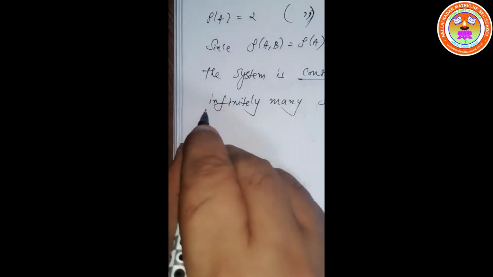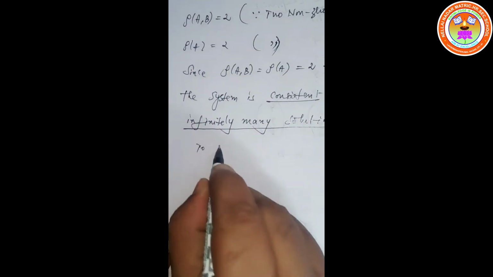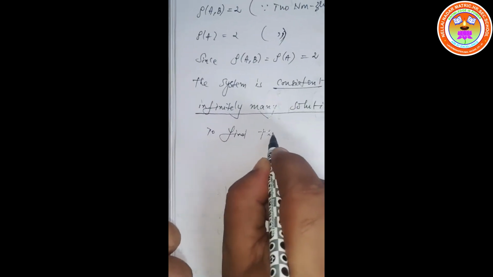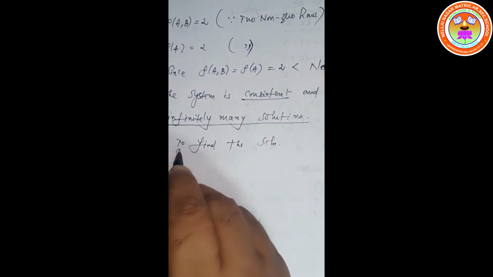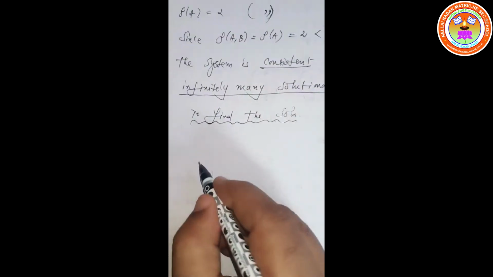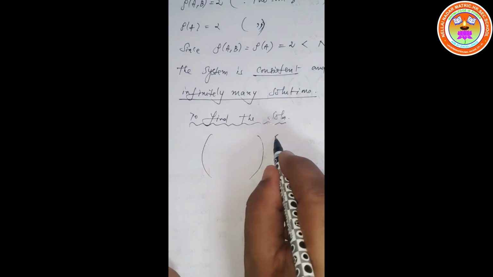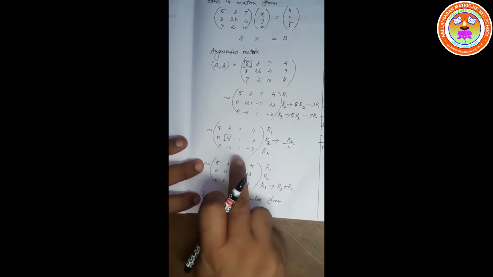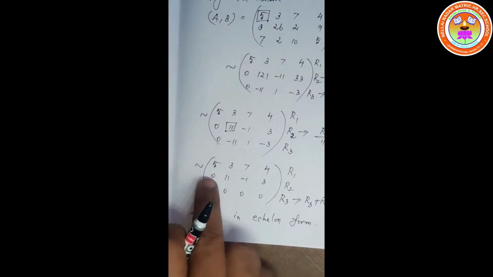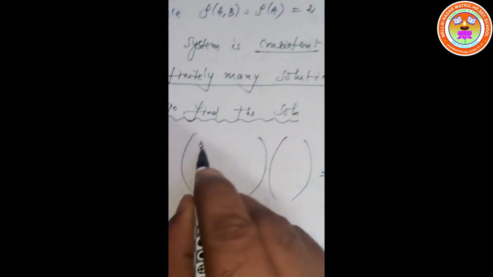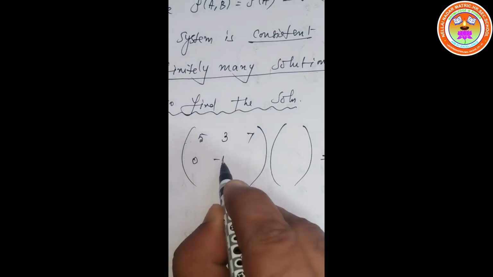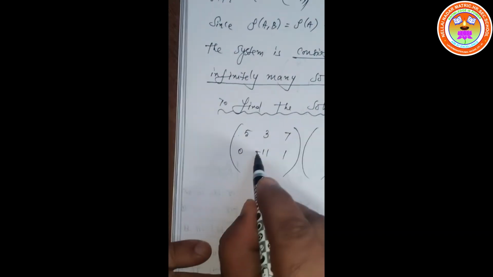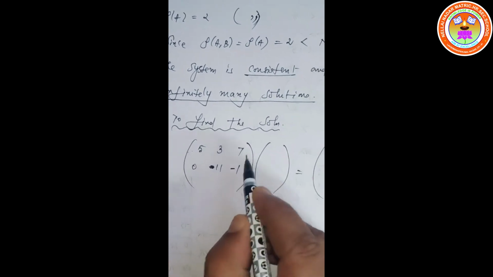How to find the solution? To find the solutions, consider the last equivalent matrix. Write that matrix in equation form. Here is the last equivalent matrix. First 3 rows and 3 columns, that is the A matrix. 5, 3, 7, 0, 11, minus 1. Sorry, 11 and minus 1.